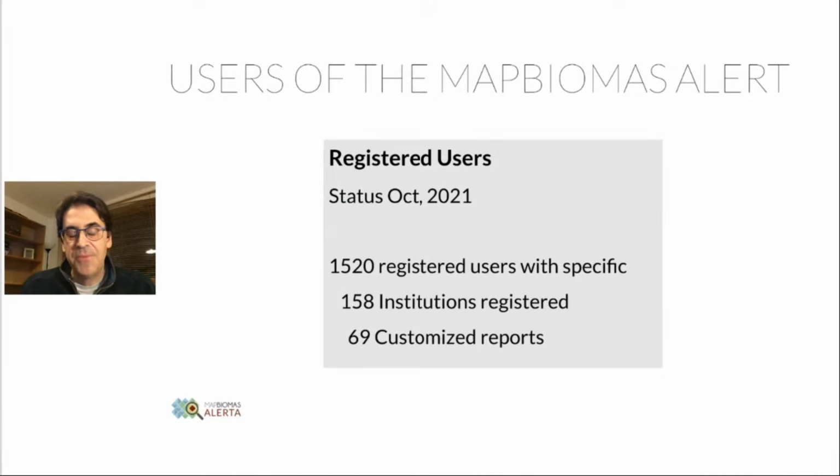So the result is that we have today 1,500 registered users, who are specific users of the reports that are prepared, which includes 158 institutions, and 69 of those produce customized reports. So they produce their own reports based on the information that is being provided. So I think it's a very action-oriented use of the potential of Google Earth Engine and the new sensors that is worth sharing with all of you.